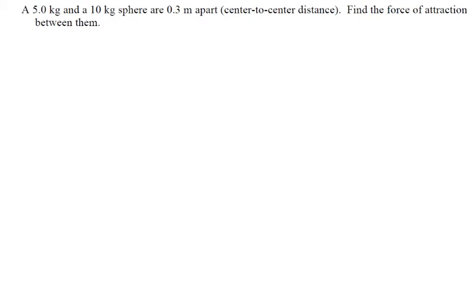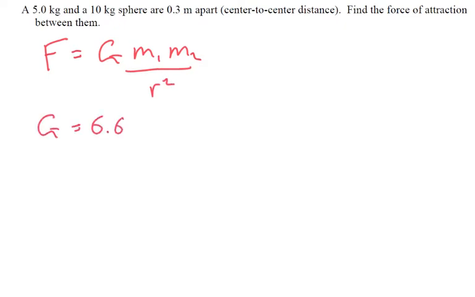A 5 kg and a 10 kg sphere are 0.3 meters apart, and that's the center to center distance. Find the force of attraction between them. So we're going to apply our formula. F equals G m1 m2 over r squared. Remember, G is equal to 6.67 times 10 to the minus 11. Now let's put the rest of the numbers in to find F.